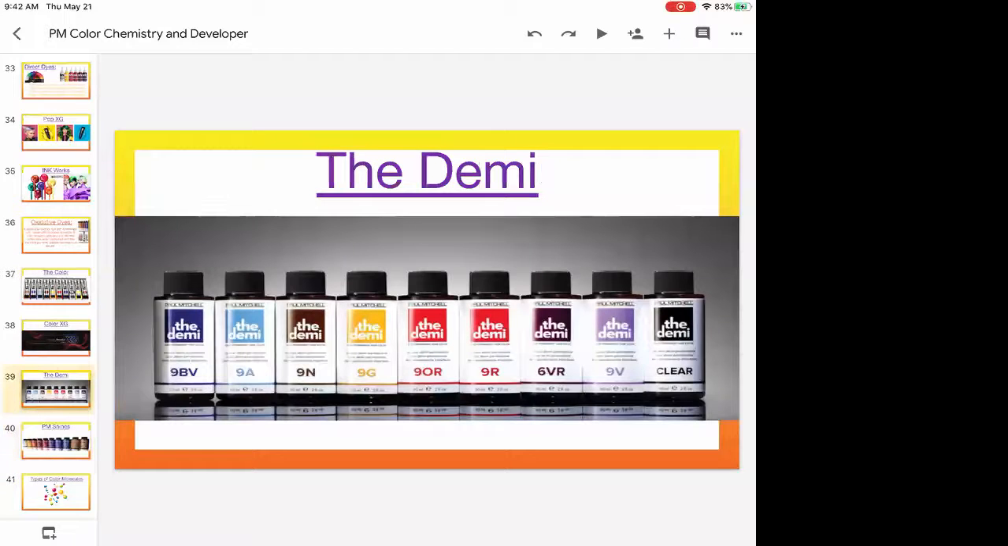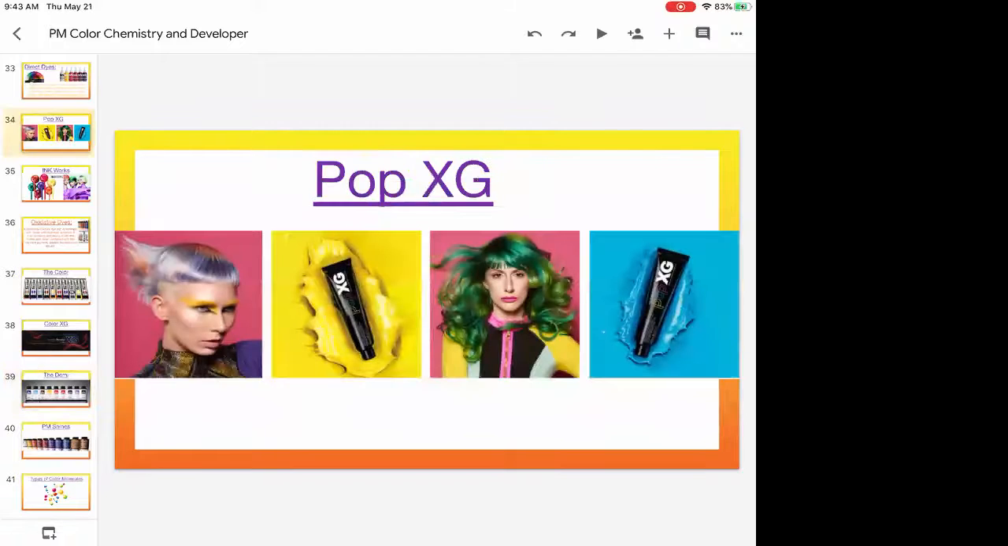The demi, this one does not have the brown base. It does have the hydrating complex, so it's a moisturizing color. It creates super shiny hair. What else? I really like the demi because, so PM Shines is like pantyhose and demi is like leggings that are too tight, as far as how translucent they are. Then you've got your semi-permanents like Pop XG.